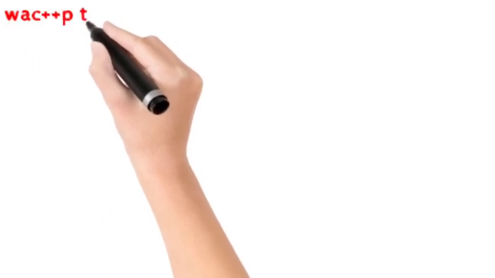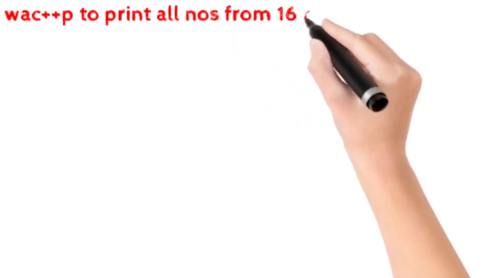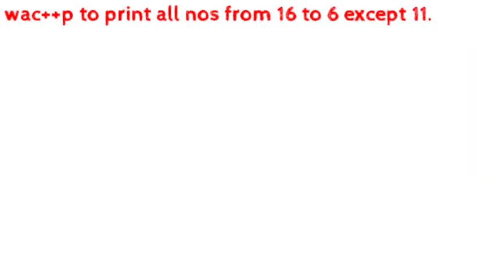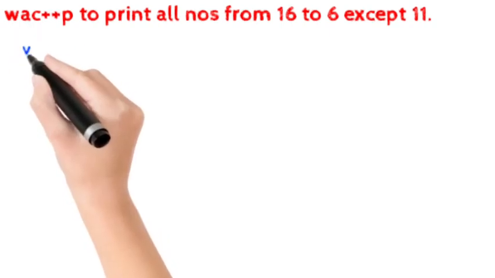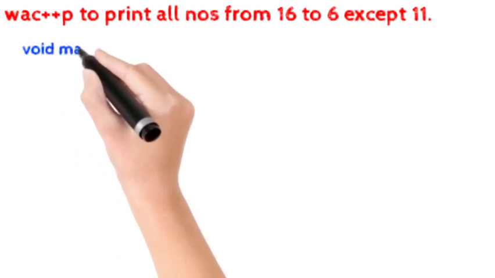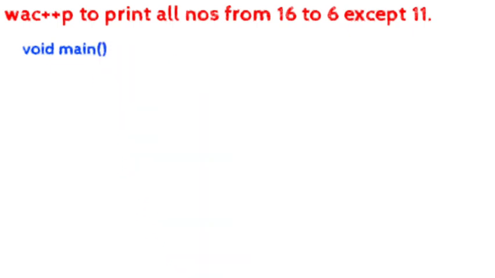The next question is saying to print all numbers from 16 to 6 except 11. So here I am excluding the number 11. The series is in decrement order, decrease order. So here also the program will start with void main, as that is the main entrance of the program. Then curly bracket has to be mentioned for the main function. It denotes the body of the main function. The program content, the program logic always has to be written within the curly braces of main function.